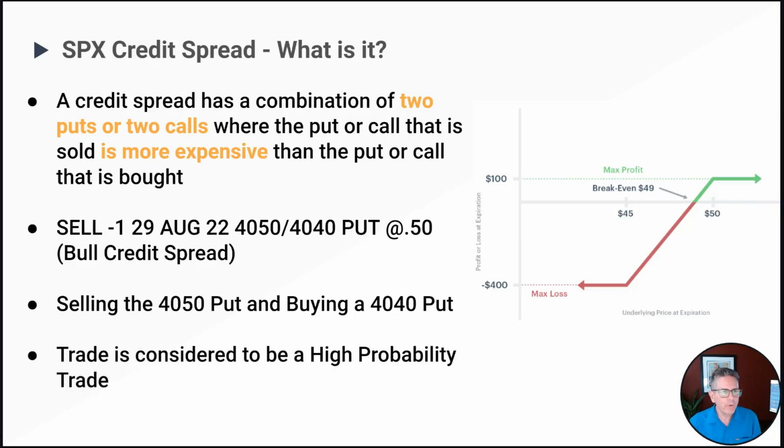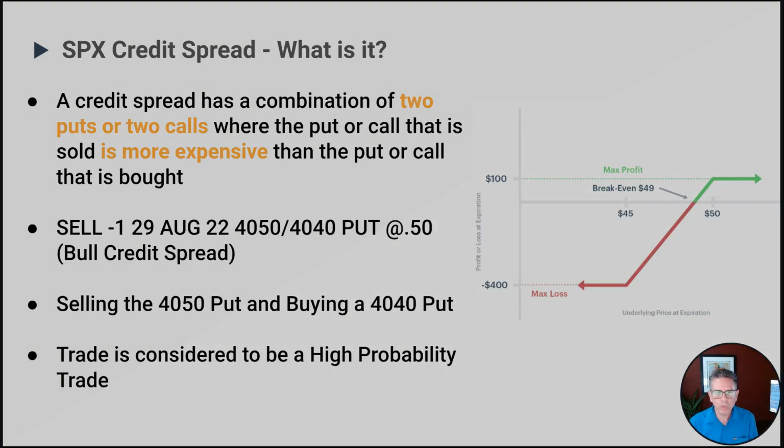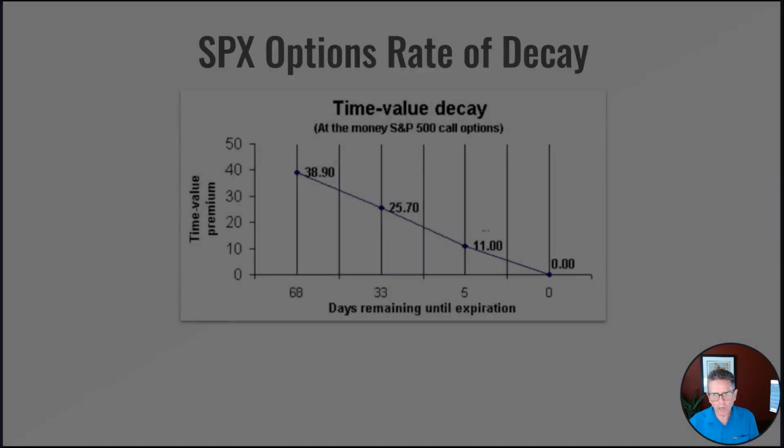Pretty simple. The trade is considered a high probability trade, and the reason is that you don't have to be exactly right on each trade. As long as you're in a range, you're going to make money. On the other hand, it's important to understand that this risk-reward scenario is not great for trading, so you have to be very careful in managing these trades, and that's really the goal of trading credit spreads.